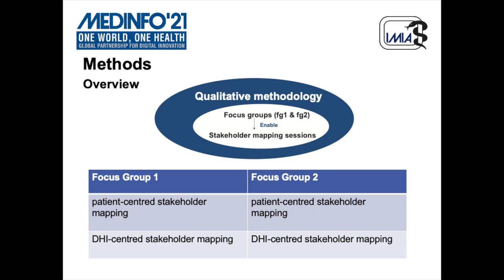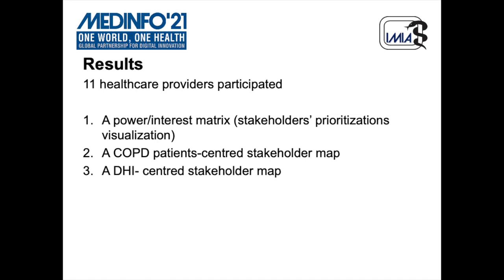Secondly, the participants categorized and prioritized the key stakeholders based on functionality and benefits. Participants defined the degree of interaction between each stakeholder and COPD patients. Finally, the results of the two patient-centered stakeholder mapping sessions were combined into one map. And the same process was repeated for the DHI-centered stakeholder mapping sessions. As a result, we recruited 11 healthcare providers, and we have three main results.